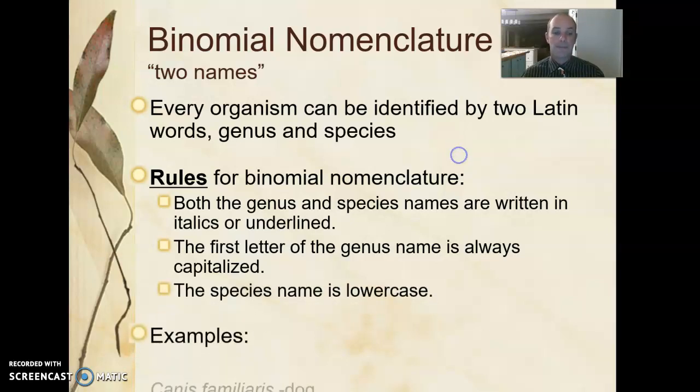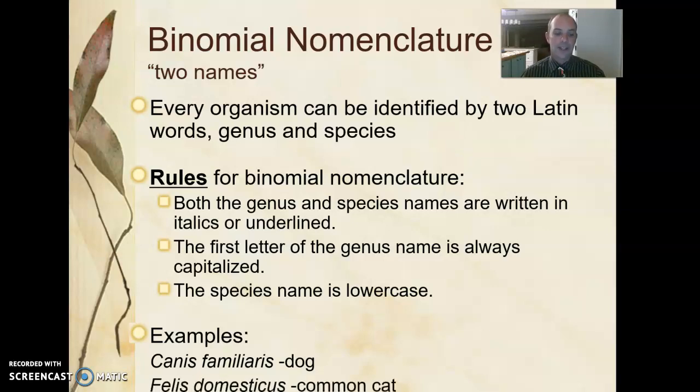So here's an example. Canis familiaris. That's the common dog, household dog, the one you've got in your house now, like my terrible animal Deacon. Canis familiaris. And Felis domesticus, common cat. So you'll notice capitalized, lowercase. They wrote them, we have this example as italicized, but they could also be underlined.